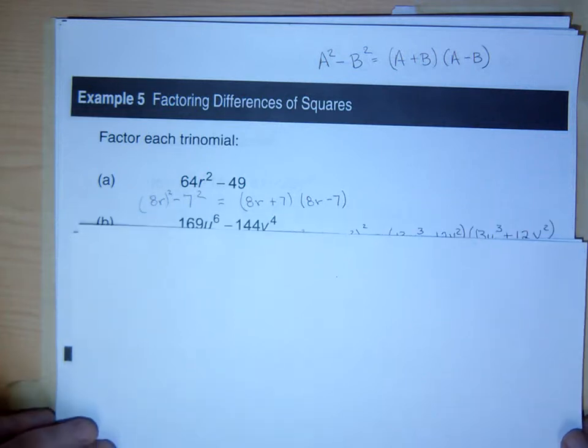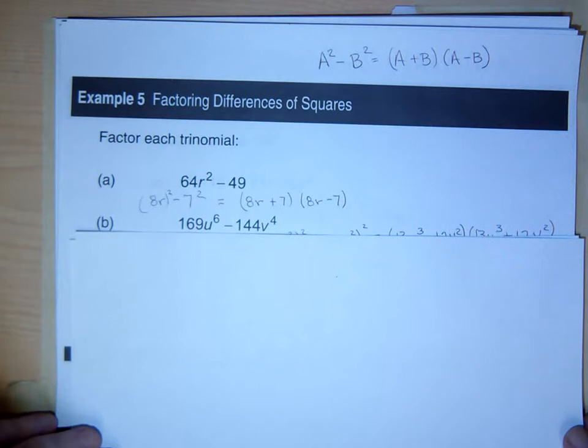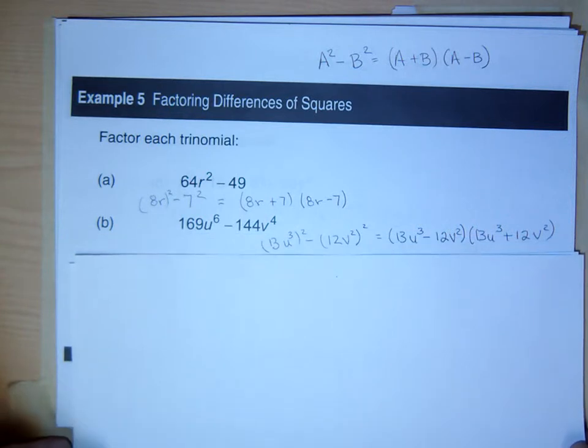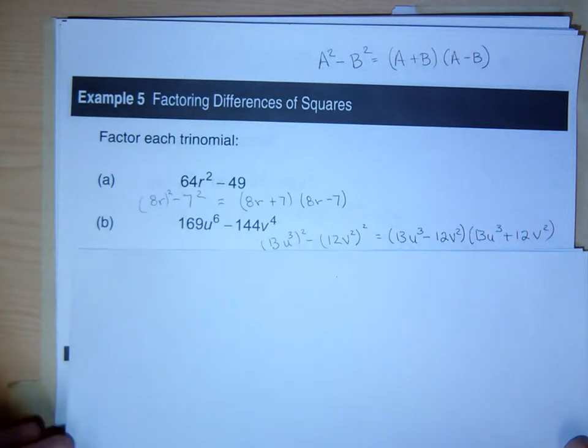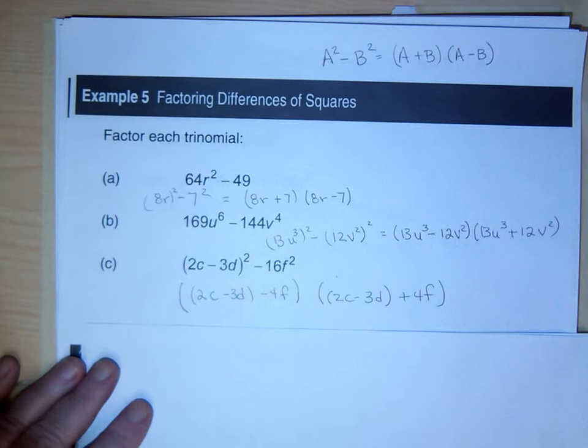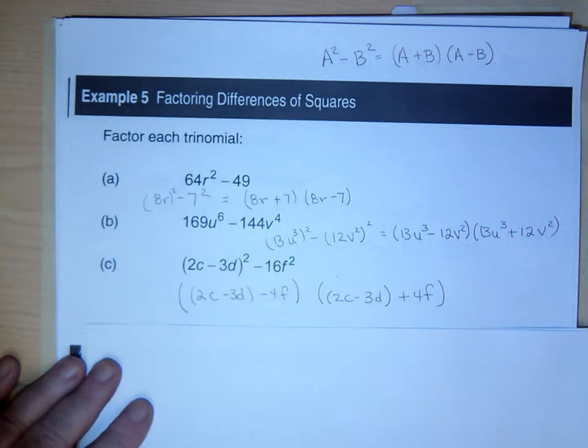Similarly, 13u cubed squared, and the other one is 12v squared squared. So this is also a difference of perfect squares, and it can be factored into a minus b times a plus b. The role of a is being played by 13u cubed. The role of b is being played by 12v squared. And here we have a situation where the first term is 2c minus 3d. The second term is 4f whole squared, so it can be factored thus.